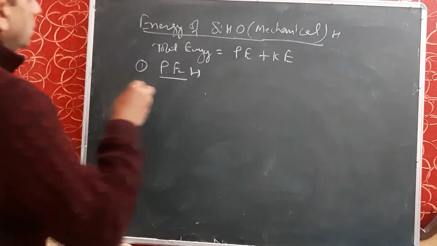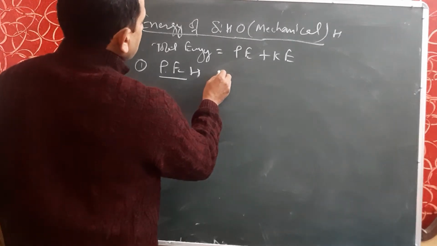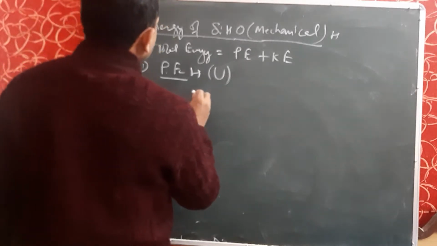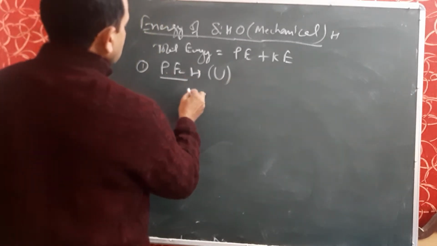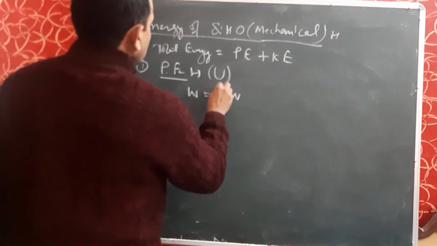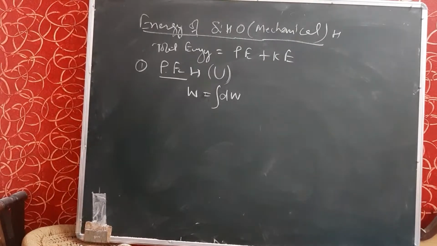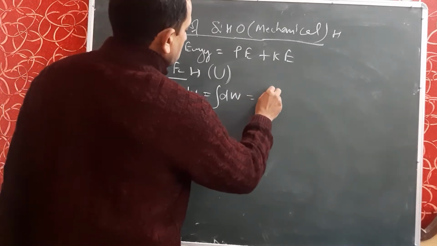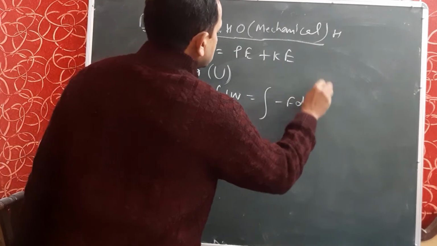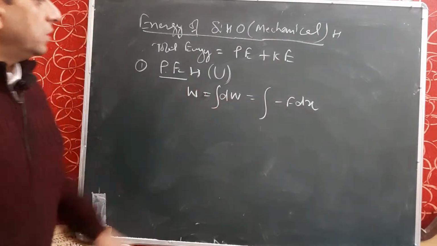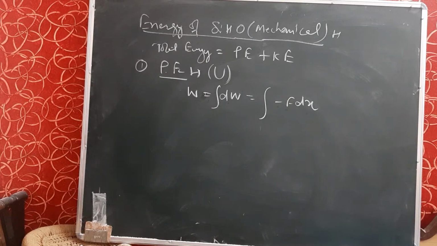So what is potential energy? We know that potential energy is written as U, and we will find this energy using the concept of force or work done. There is a small work done, and the total work done is the integral of the small work done, and this dW is equal to minus F dx. You know that work done is force into displacement, and the minus sign is used for potential energy.